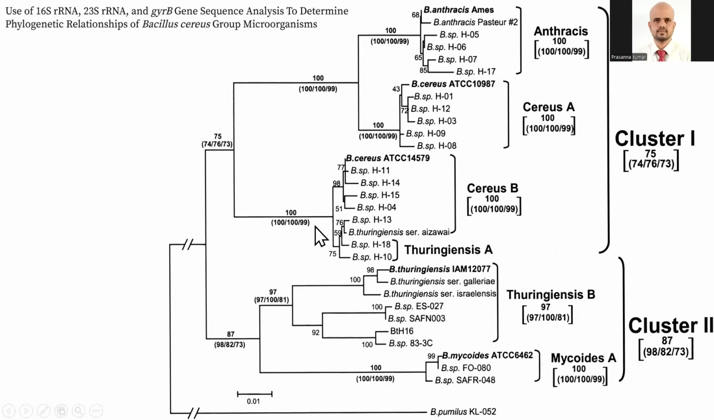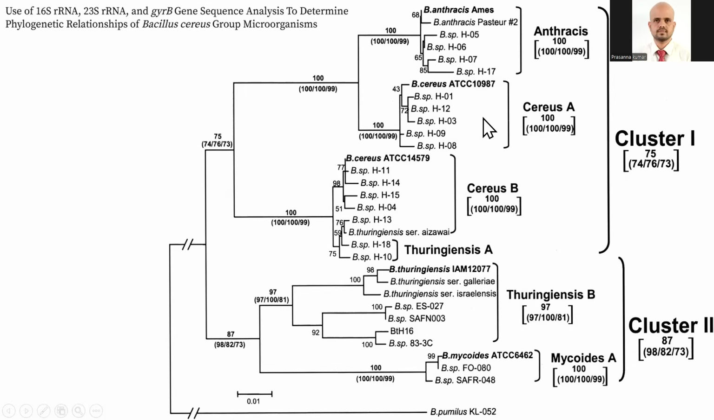So when we add these three genes, this is actually the title of a paper, you can check it out. Usage of 16S rRNA, 23S rRNA, and gyrase B gene sequences to determine the phylogenetic relationship of the Bacillus cereus group. So these closely related species like Bacillus thuringiensis, mycoides, anthracis can be clearly resolved based on these three-gene phylogeny.